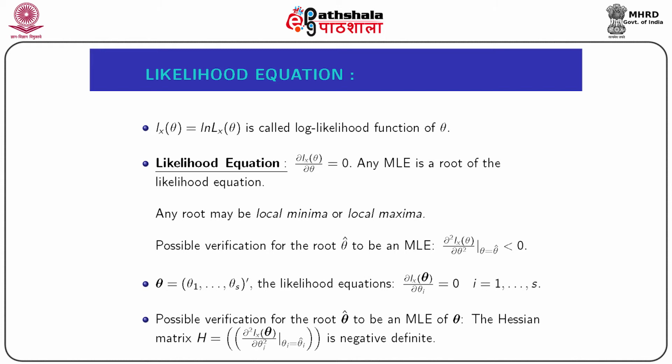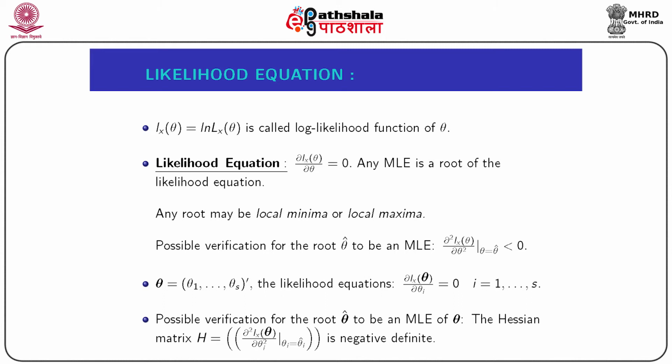Any maximum likelihood estimator of theta is a root of the likelihood equation, because by the maxima minima principle, any maximum likelihood estimate should primarily be a stationary point, because it is the maximum likelihood estimator which maximizes the likelihood function, and by the maxima minima principle, to maximize the likelihood function, the first order derivative of the likelihood or log likelihood function should necessarily be 0. Any root of the likelihood equation may be a local minimum or a local maximum.